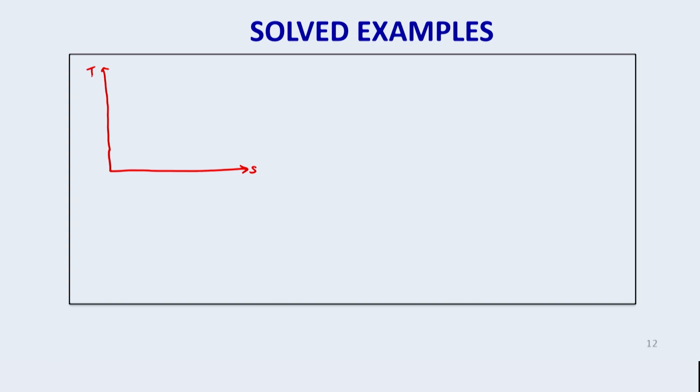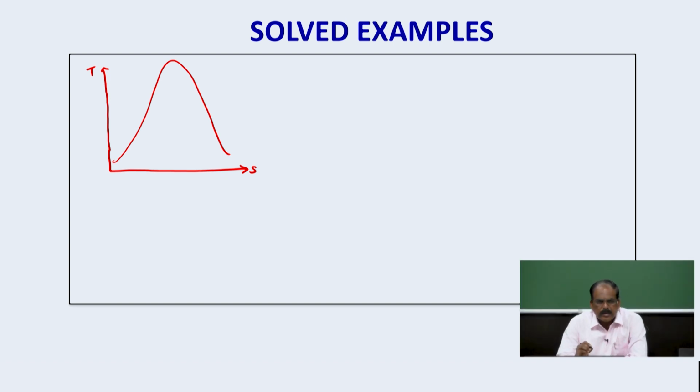Temperature on the y-axis and entropy on the x-axis. So the condition of the refrigerant at the inlet of the compressor is dry and saturated. That means state point 1 should be marked on the saturated vapor line. So this is state point 1.